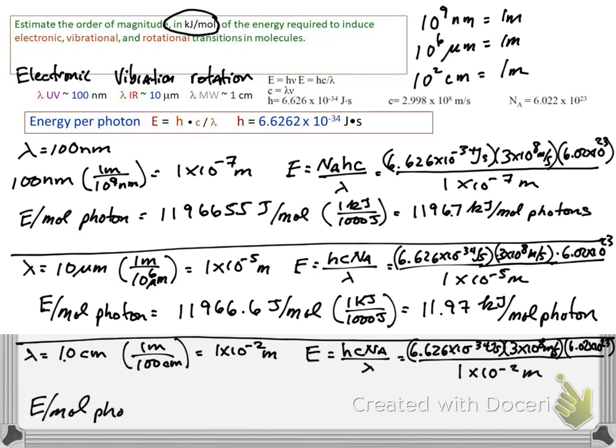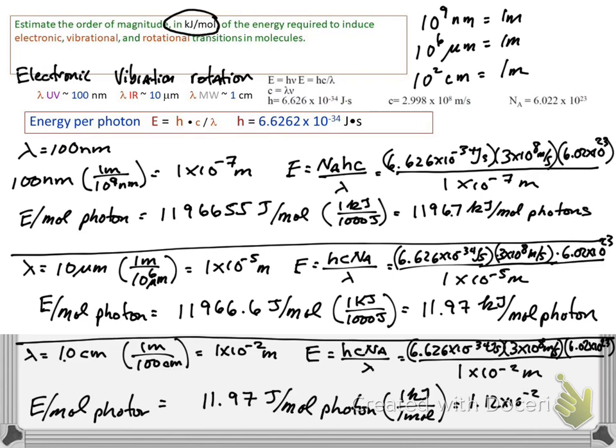That gives us an energy per mole of photons of 11.97 joules per mole of photons. Divide that by 1,000. Oops, should say 1,000 there. And it's 1.12 times 10 to the minus 2 kilojoules per mole of photons. So again, these are the types of calculations. Given any wavelength, you should be able to calculate the energy per photon and multiply it by Avogadro's number to get the amount of energy in a mole of photons.